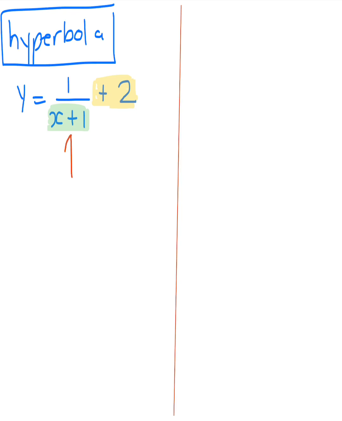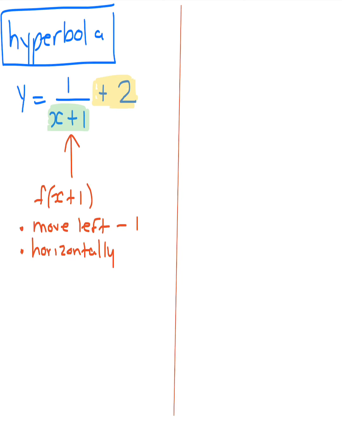this one here, this is inside the function, so it's like having f of x plus 1. So you do the opposite sign, so this would move left to minus 1, okay, and it would be a horizontal shift. It will affect our asymptote. So it'll affect the x value of the asymptote. So our new asymptote will become x equals minus 1 when it shifts to the left.